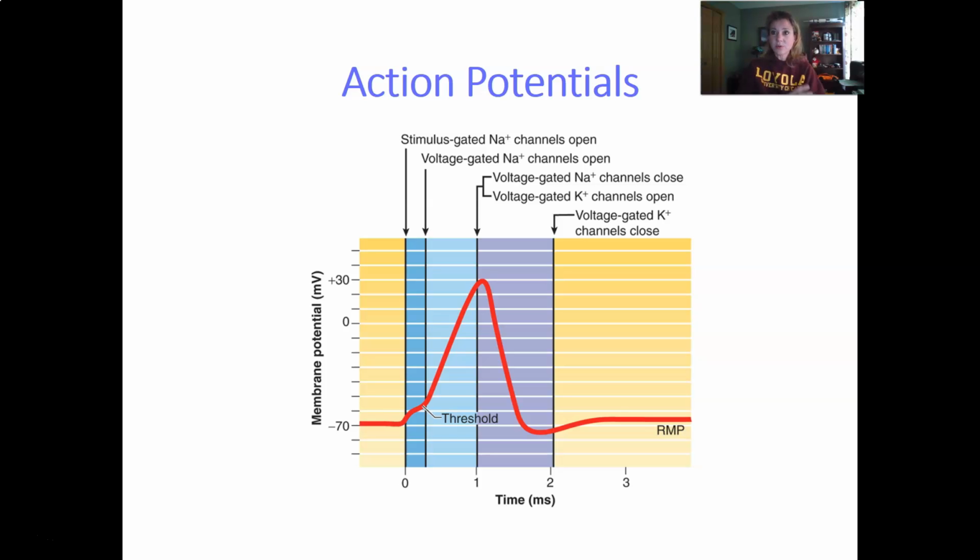But for now, let's just review all of the things that we've already talked about. So at the beginning of our graph, here at negative 70, this is our resting membrane potential. Here at negative 70, our cell is polarized. You have separation of charge. But here we get a stimulus.